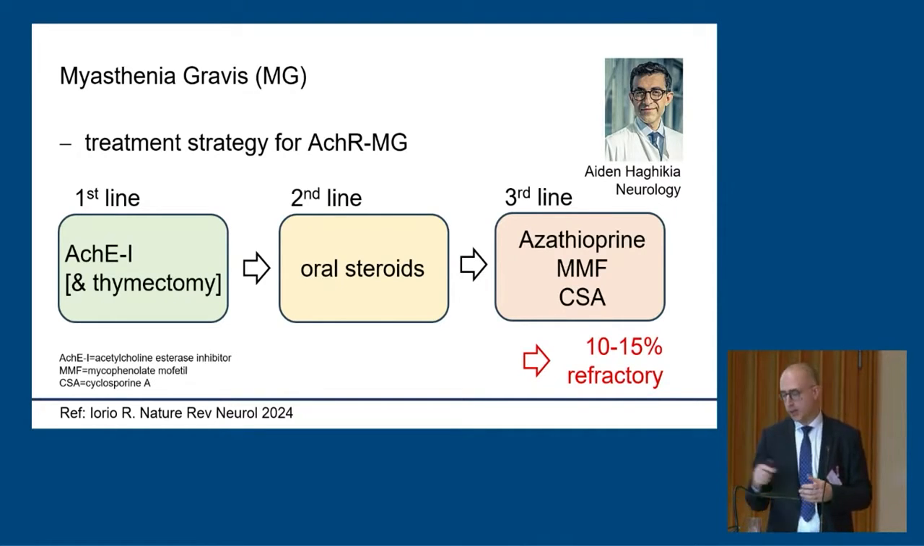If this does not work, you move on to steroids. If this does not work, you move on to chemotherapeutics and immunosuppression, with, of course, considerable potential side effects in terms of susceptibility towards infections. 10 to 15% of the patients will be refractory to first, second, and third line, and there you start struggling.